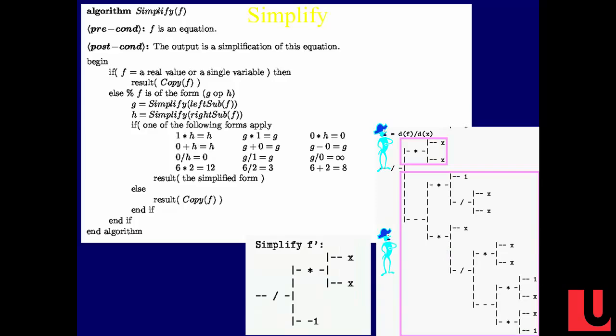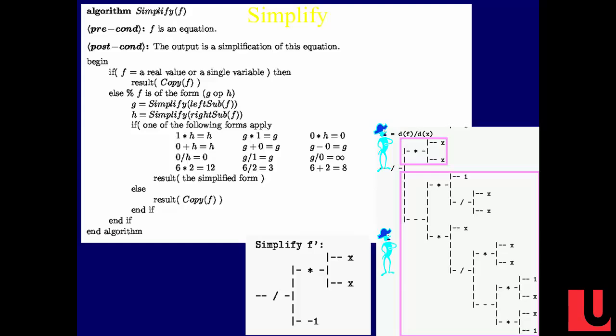So what you do is, if the function is just a real value or a single variable, then there's nothing to simplify. You just return a copy. What we return has to be a copy instead of destroying what we had. Otherwise, we recursively simplify the left and the right. And then, once we do that, we simplify just locally at a root. Remember the rule is you're not allowed to go down into the left or the right. I want this to be constant time at the top. So all I'm doing at the top are really simple things.